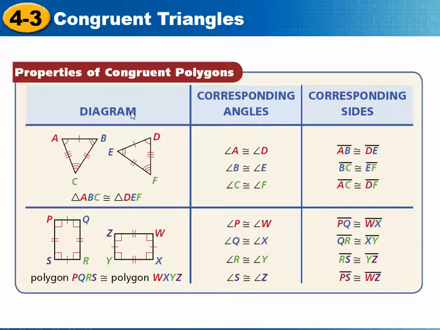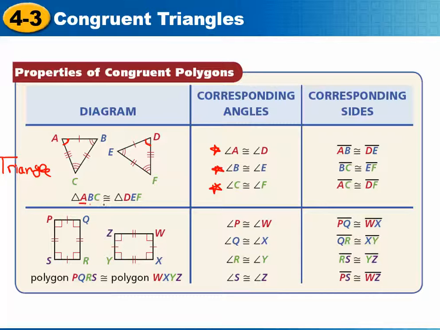Alright, here's an example with a triangle. Here we have triangle ABC congruent to triangle DEF. Corresponding angles are marked with the same number of little circular angle markings. So angle A is congruent to angle D. See, we got that one. Angle B is congruent to angle E. Angle C is congruent to angle F. Look at how they're labeled.